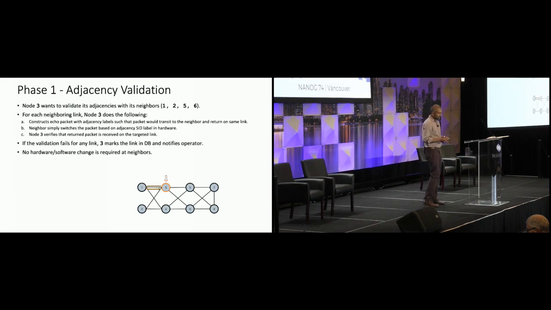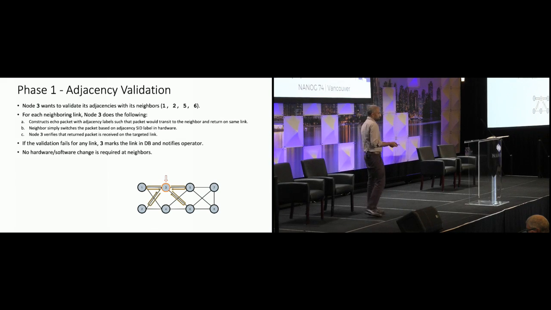And we can do this for the remaining links as well. So we did it for node 1. Now we can do the same thing for node 5, using its own adjacency set labels to and from, for node 6, and then node 2. Once we have that, we know that all our links are functioning correctly. And again, I'm going to reiterate that there's no software processing involved in the neighboring device. They're just going to switch the packet back to the DUT, in this case node 3. Node 3 is the only one which is sending and receiving probes.